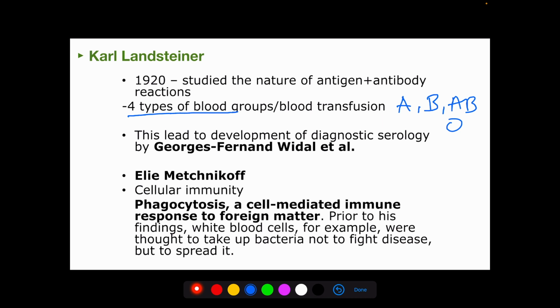But it was Ehrlich who described cellular immunity and said phagocytosis is a cell-mediated immune response to foreign matter. But prior to this, it was believed that white blood cells, for example, were the ones which take up the bacteria and spread it throughout the body. But now we've gotten to know that it is rather the white blood cells which fight against the bacteria. And phagocytosis is part of the activities of the white blood cell.